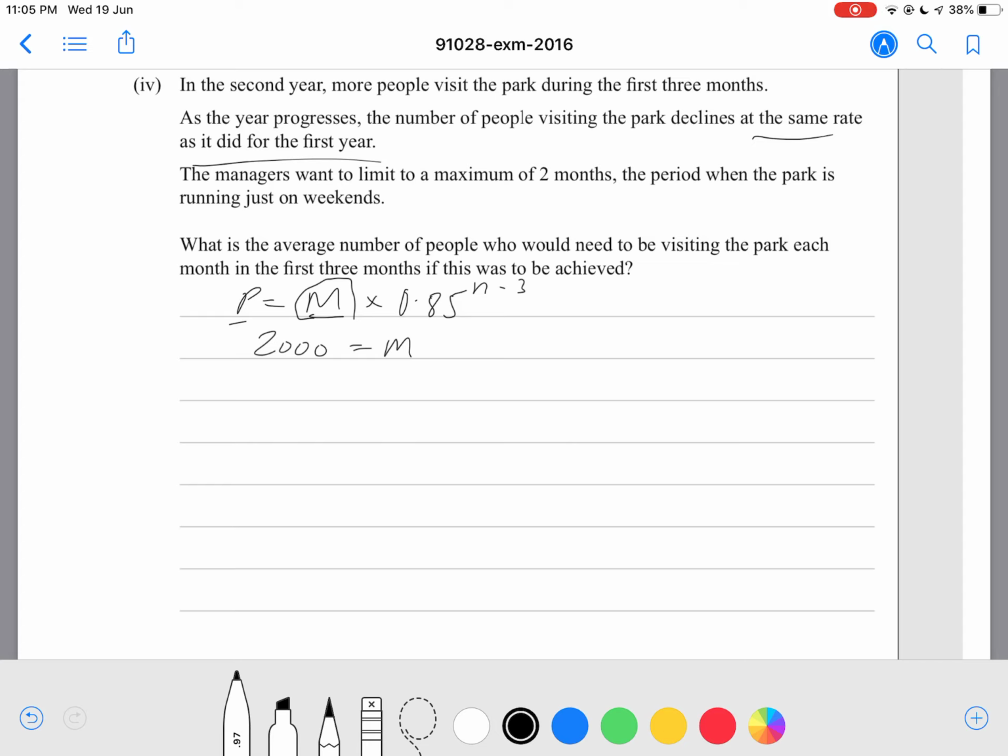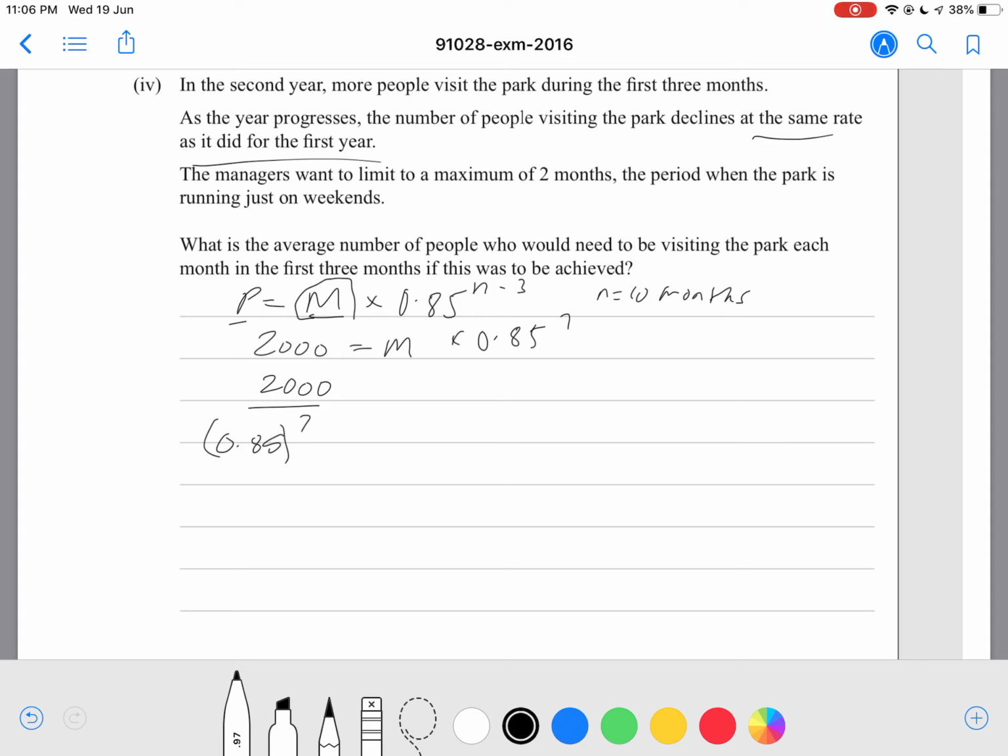Okay, so the managers want to limit to a maximum of 2 months the period of the park is running on just weekends. So the managers want there to be a total of 10 months to be more than 2,000, okay? So therefore, we can substitute our n equals to 10 months. For 10 months, we want to have more than 2,000 people. So m times 0.85 to the power of 10 minus 3 is 7. So therefore, 2,000 divided by 0.85 to the power of 7, okay?